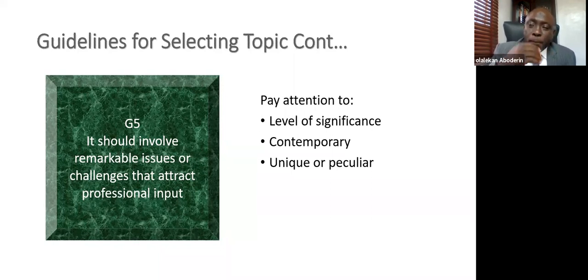So it's important we ensure that anything a candidate wants to write on should involve an issue of remarkable impact, either in terms of the level of significance, or in terms of being a contemporary issue, or in terms of its uniqueness or peculiarity.